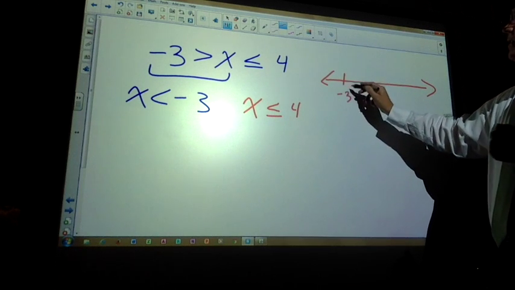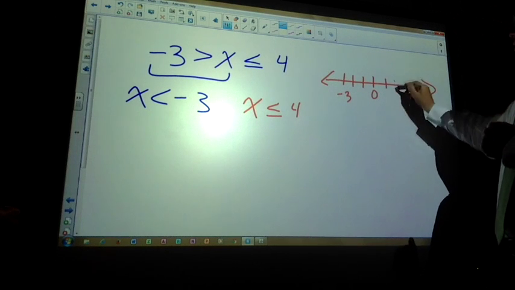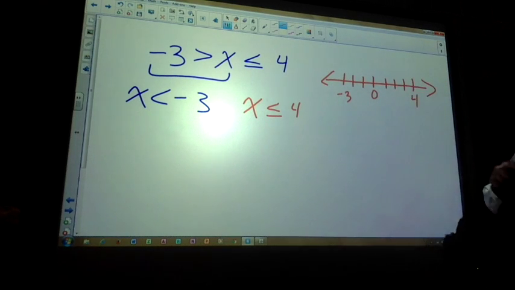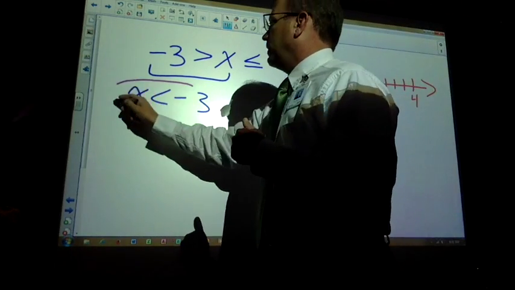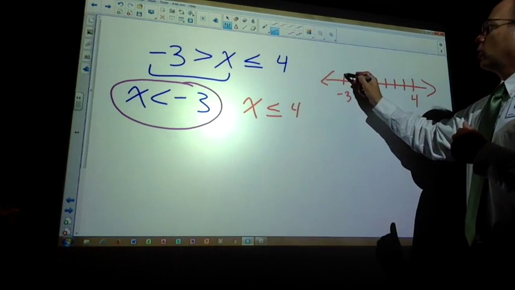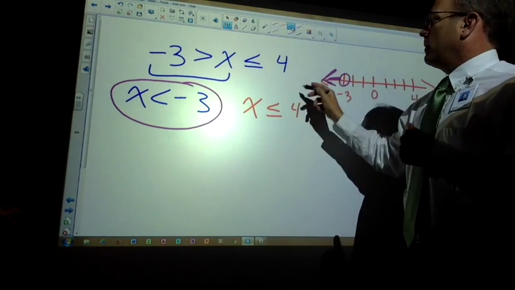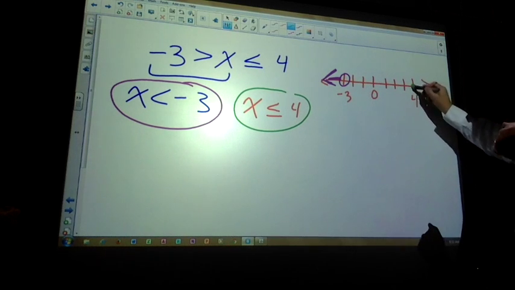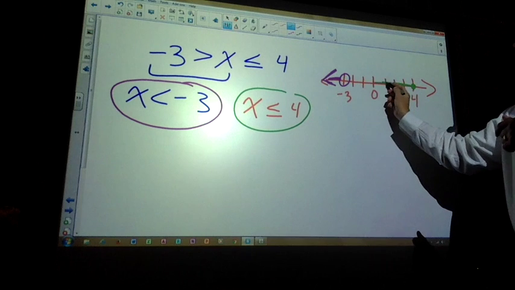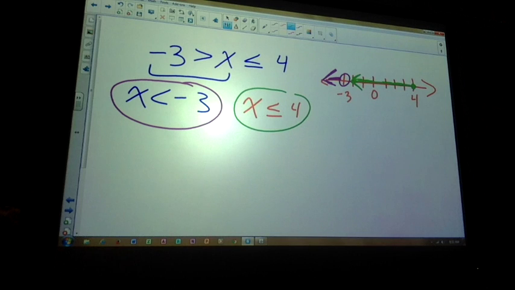So I have -3, -2, -1, 0. Still with me? 1, 2, 3, and 4. Does everyone feel comfortable with that number line? So how do I represent this on this number line? Open circle going which way? Left. Going left. You with me? What about this one? How would I represent this? Closed circle and going left as well. Everyone agree? That's a solution. Okay, all right.